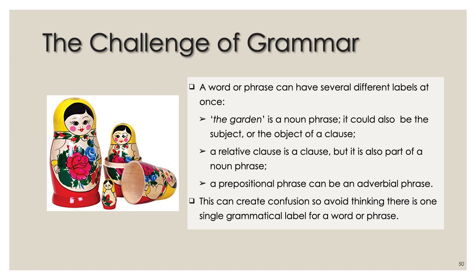And one aspect of this is the way that a single word or a phrase can have different labels at once. So the garden is a noun phrase. You can describe that noun phrase as a determiner, the, and a noun, garden, but actually that noun phrase could also be the subject or the object of a clause. A relative clause is a clause, but it's also part of a noun phrase. In fact, relative clauses are always adjectival because they're always in a noun phrase giving more information about the noun.